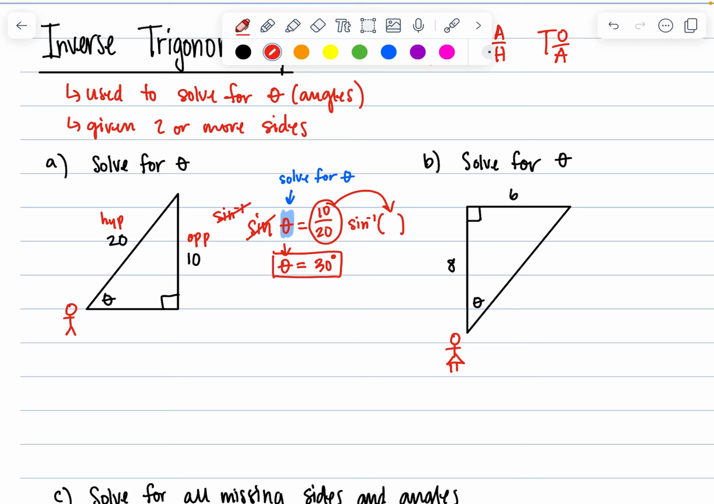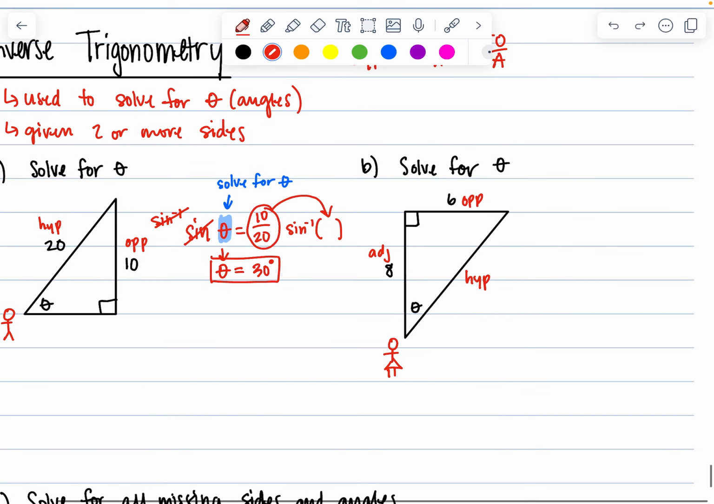And then let's label these sides. Hypotenuse is over here, right across the right angle. So we actually don't have the hypotenuse. 6 should be the opposite side. 8 is the adjacent side. And we could solve for that. We could solve for the angle. Which trig function works with opposite and adjacent? Hopefully you said tangent. So we're going to do tangent of theta is equal to opposite 6 over adjacent 8.